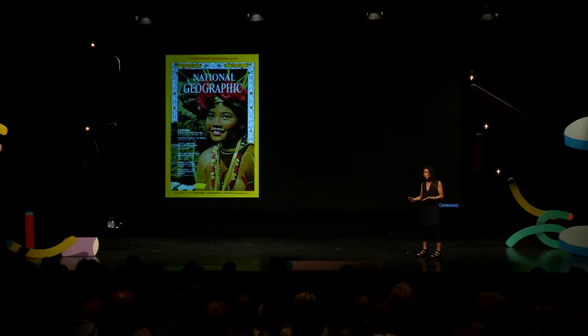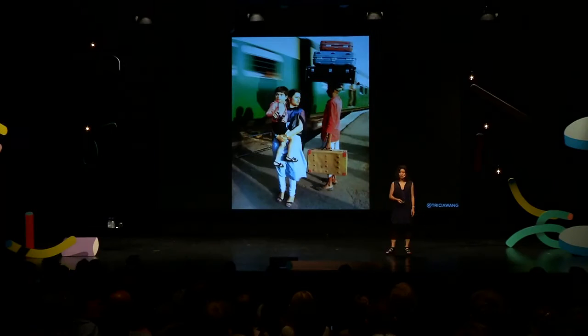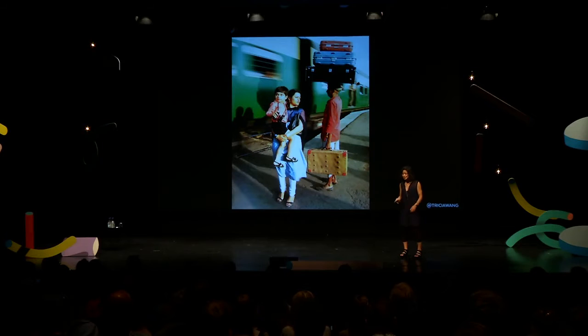Like, for example, when one Polynesian girl was deemed too fair-skinned, Melville M. Payne, the editor of the Society, took care of it. He said, "We darkened her down to make her look more native, more valid, you might say." Or when National Geographic in 1984 published this photo of a woman and child traveling by first class in a train in India, and there's a porter balancing the luggage on his head. Now, the photographer claimed that this was a real moment, but in fact it was entirely staged. The suitcase was empty, and the woman was a friend of the photographer.